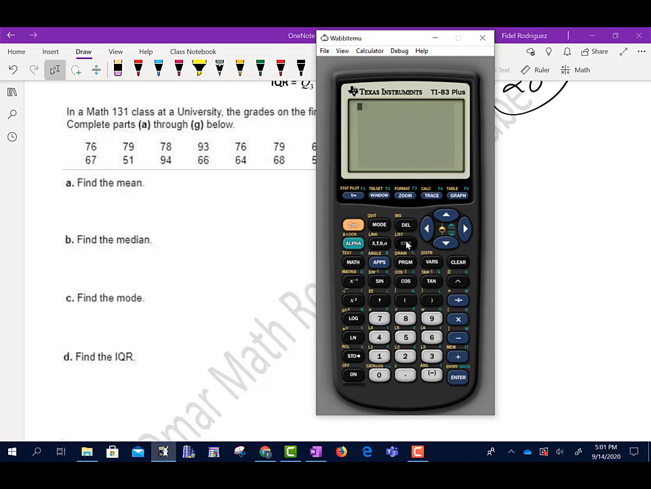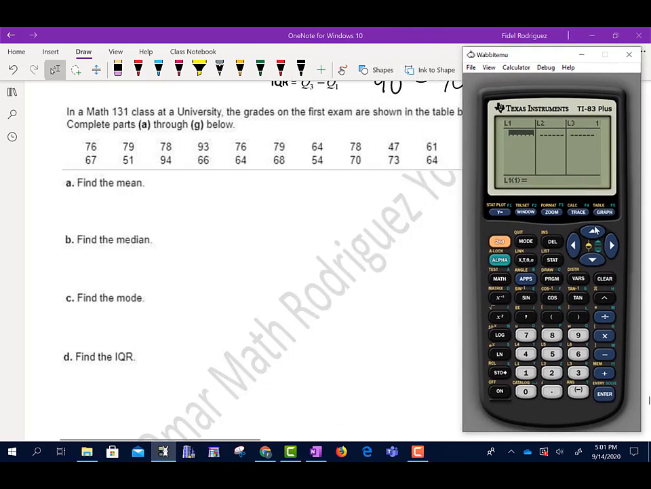So I'm just going to go to the Stat button, and I'm going to edit. Okay, so I'm going to start entering my numbers in. If you needed to clear it, remember, you would just go up to the top, hit the little up arrow, and then hit clear, and enter, and then it would clear everything out.